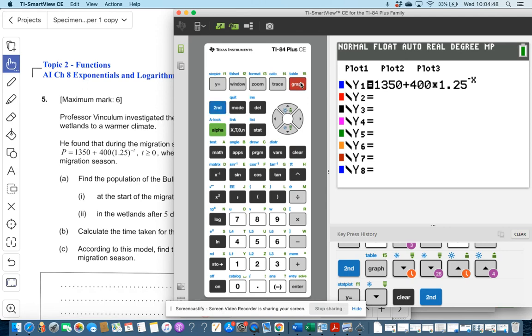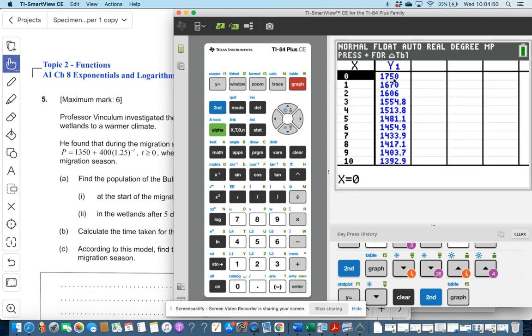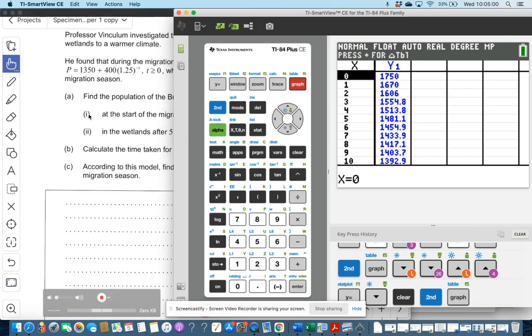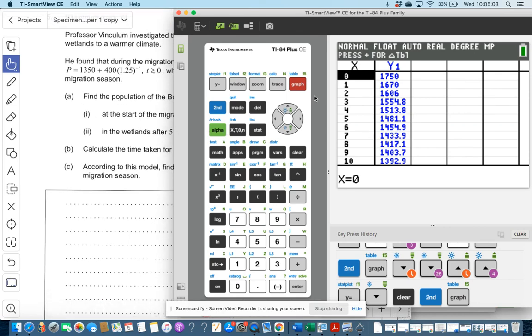Look at the table. 0, 1350 plus 400, 1750. Okay, so that's going to be the answer to A. And then the answer A double I is going to be after 5 days, 1481.1. You can't have 0.1 of a bird, but we're going to round it to 3 significant figures. Make it 1480.